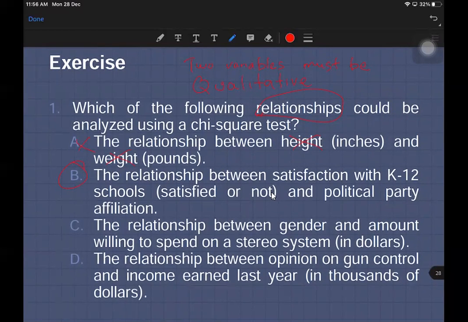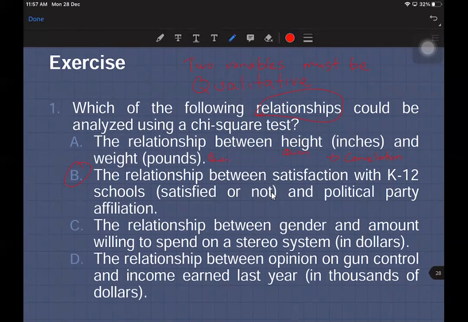We look at A again. Height is quantitative and weight is quantitative. So what kind of test here? The test here will be correlation. Correlation will be your last topic after this topic. After this lecture will be your lecture on correlation. So B is the chi-square test.